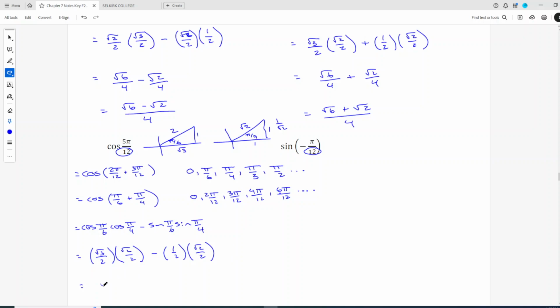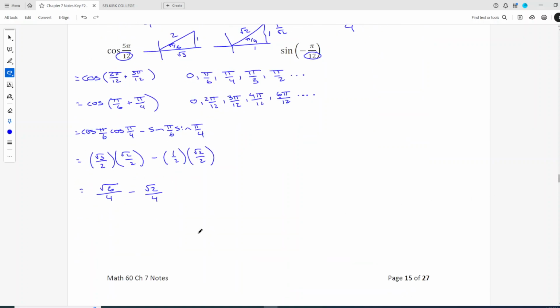Okay, and then we are going to simplify. So root 2 times root 6, root 3 times root 2 is root 6, over 2 times 2 is 4, minus 1 times root 2 is root 2, over 2 times 2 is 4. Is this getting familiar yet? And then we end up with a common denominator of 4, and my numerator would be root 6 minus root 2.